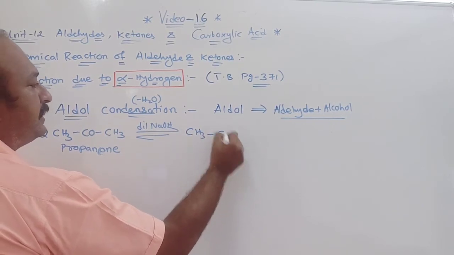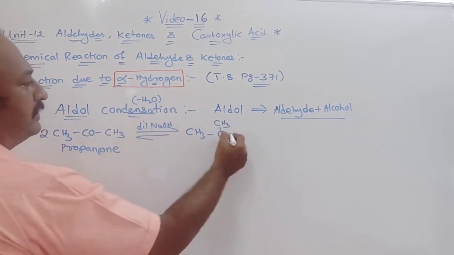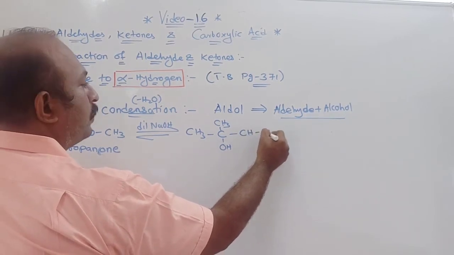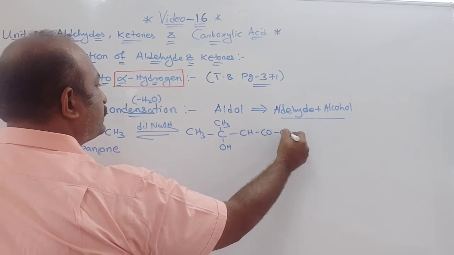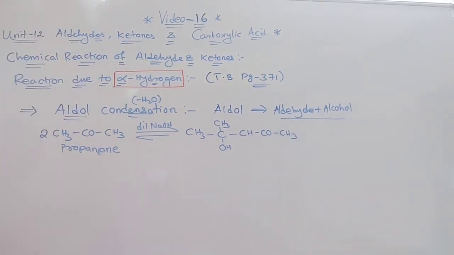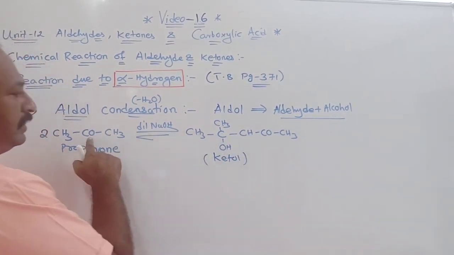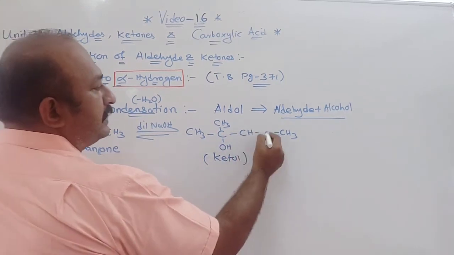CH3C, here OH, here CH3, then CHCO, CH3 like this. This is the product that is given in your book. Okay, the name of this is ketone. What is this? Ketone. Because this is ketone.